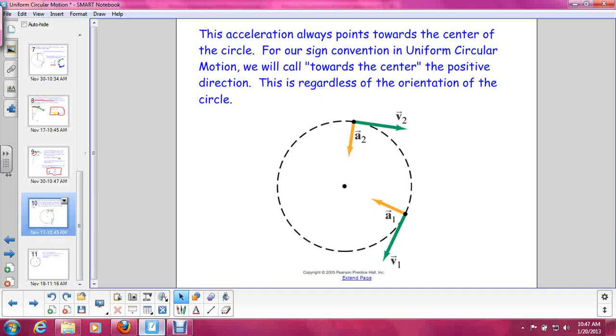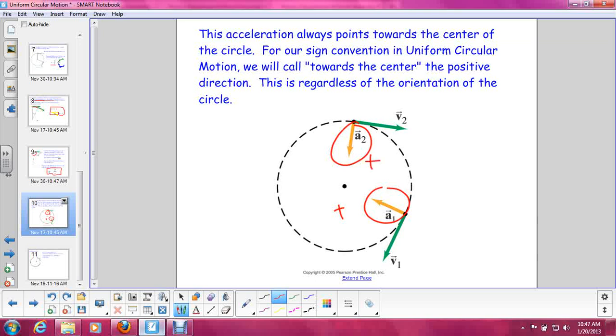So the acceleration always points toward the center of the circle. And for uniform circular motion, we always call toward the center positive. So anytime the object is moving around the circle, its acceleration always points toward the center. And we always call this positive. Always.